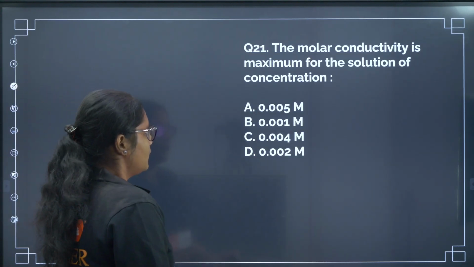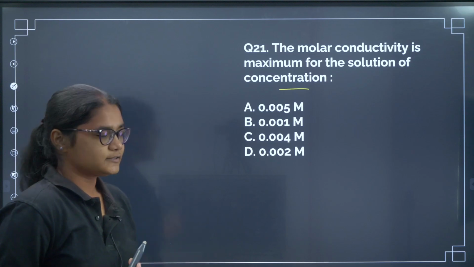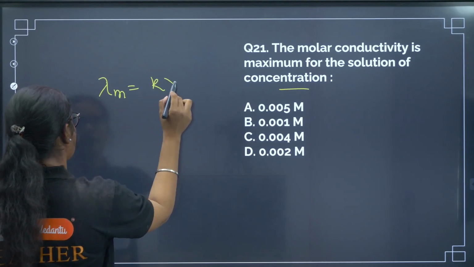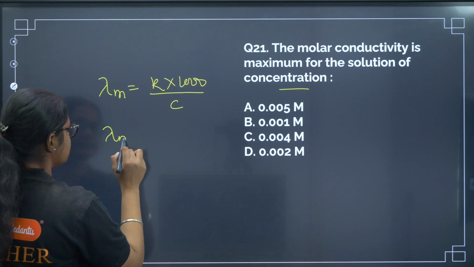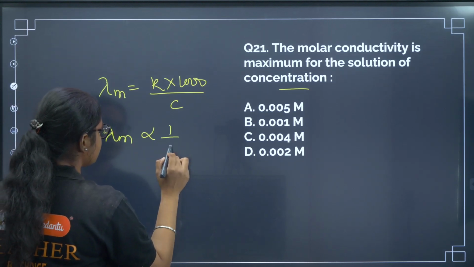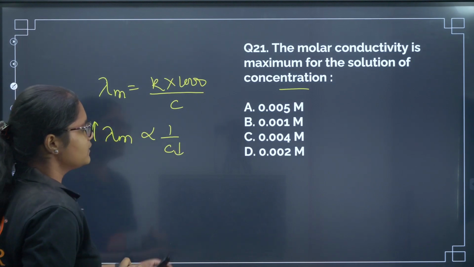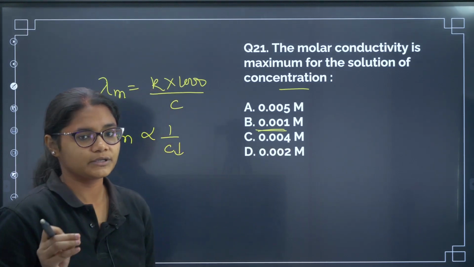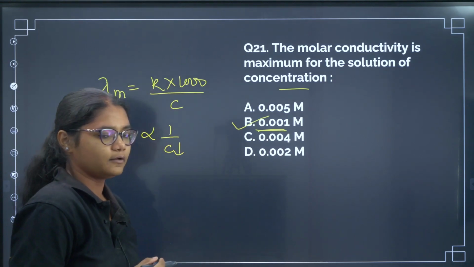Next. Molar conductivity is maximum for which of the concentrations? Again, just see the formula: lambda m is equal to kappa into 1000 by C. So molar conductance is inversely proportional to C. If concentration is less, this will be maximum. In all these options, the concentration is least for option B. So the correct answer for this question is option B, right?